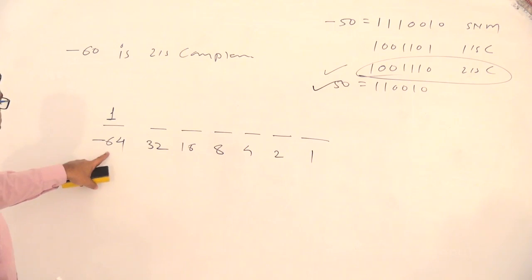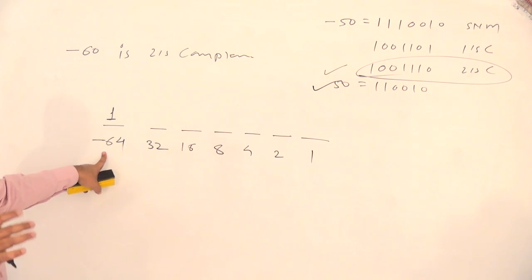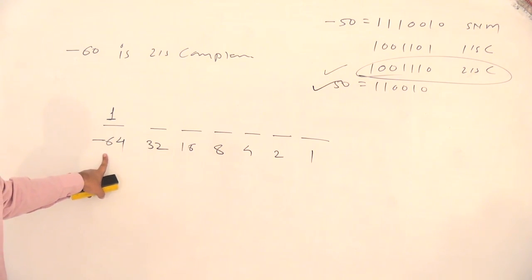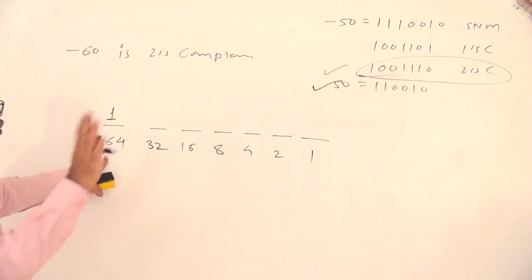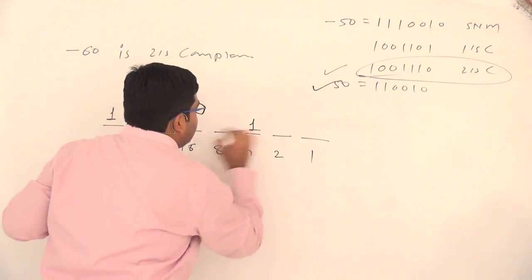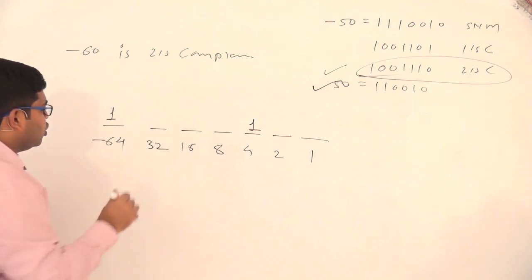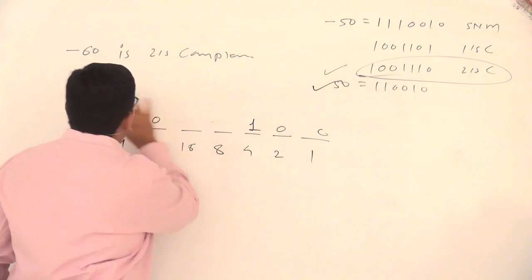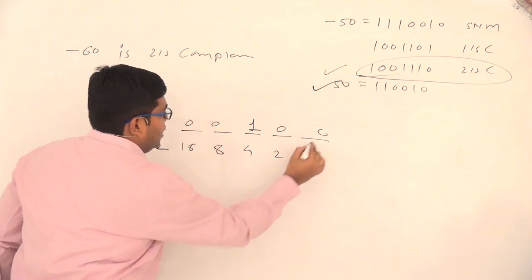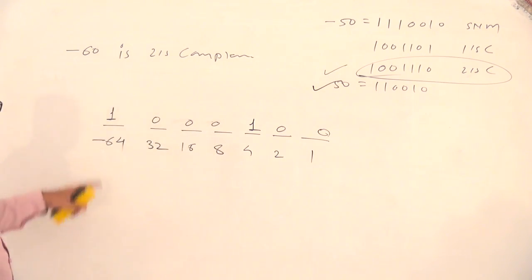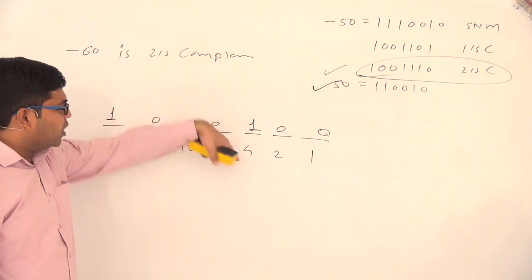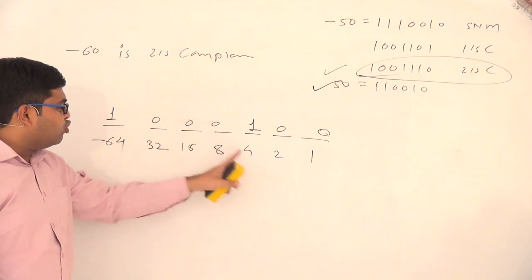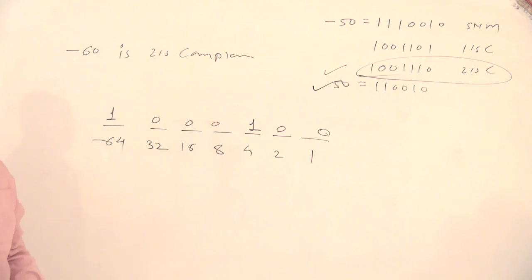So in order to bring down minus 64 to minus 60, actually you are not bringing it down, you are bringing it up. You need to add 4. So how will 4 be added? You put a 1 here and make all other bits equal to 0. So it will become, very simply, you can convert minus 60 in 2's complement, and you add them: minus 64 plus 0 plus 0 plus 0 plus 4 plus 0 plus 0. Minus 64 plus 4 will come out equal to minus 60.